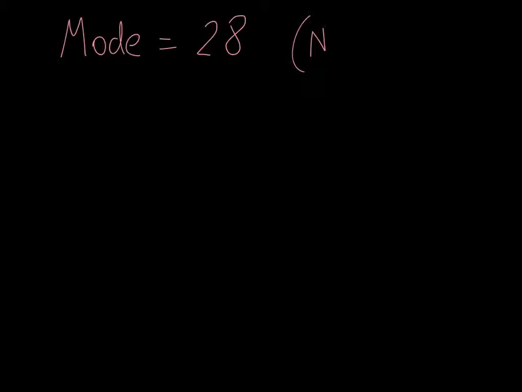Our mode is not 3. Now, it means in 3 games they have scored 28 points, but that doesn't mean the mode is 3. The mode is whatever the score is, which in this case is 28. And what about our last one? We need to find out the median.